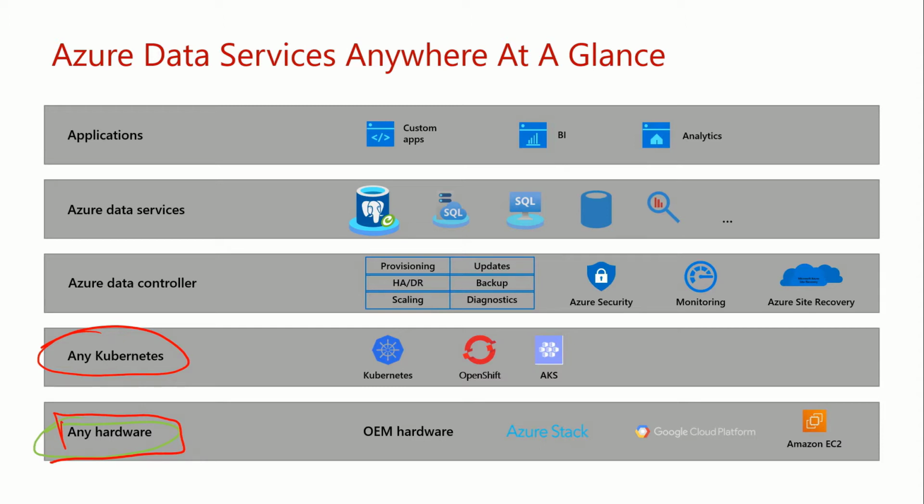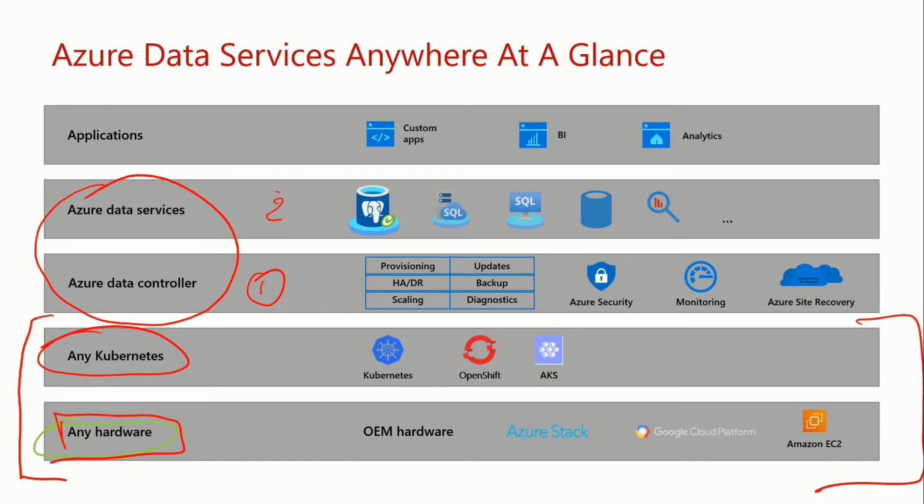So from a customer standpoint, what you provide is these two boxes at the bottom of the display here. You provide the infrastructure. You provide the physical machines or the VMs or whatever you need, and you provide the Kubernetes cluster. On top of that, when you deploy Azure Arc data services, what you get is these things here. So what is it? First, you have the data controller. And second, you have the database engines.